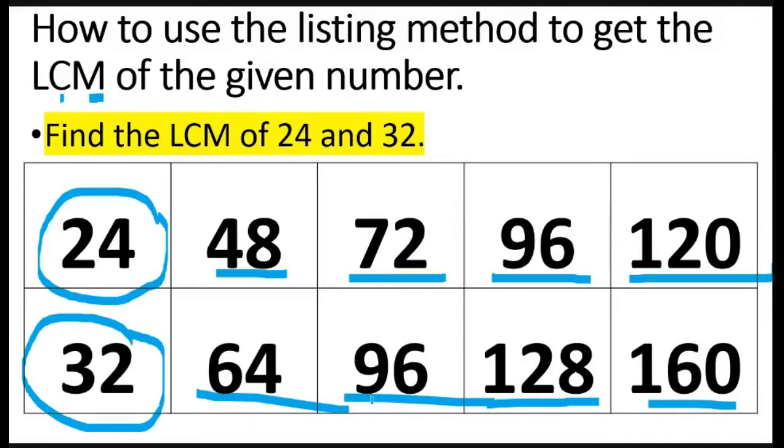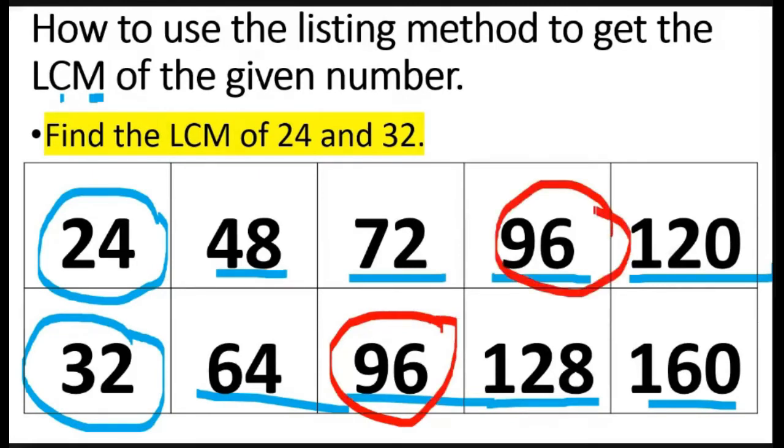Kindly, okay, very good. Kaden, your answer is 96. Yes, that is correct. 96 ang ating LCM. That's it. That is under listing method. But on your module, you are required to use continuous division.